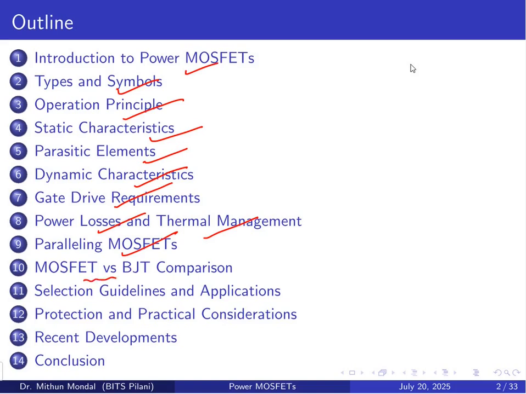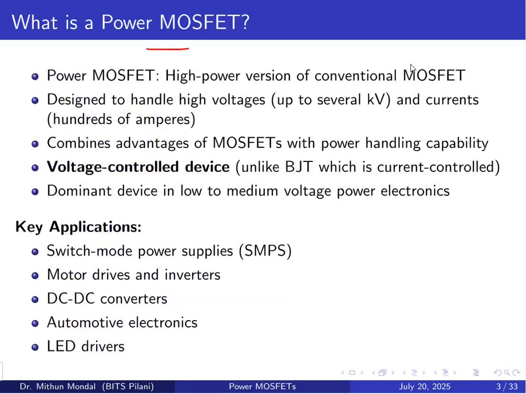We will compare the MOSFET with BJT, see the selection guidelines and applications, what are the protection and practical considerations, recent development and the conclusion. So let us start with the power MOSFET.